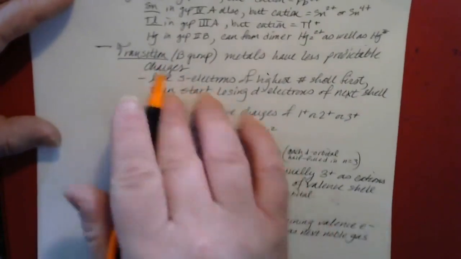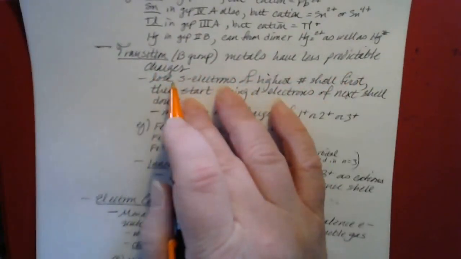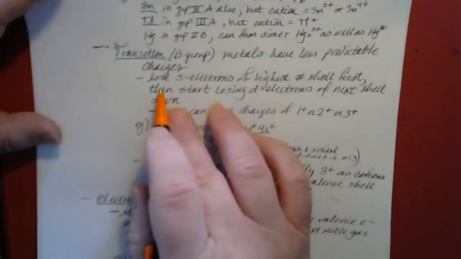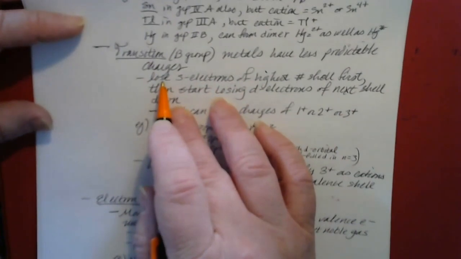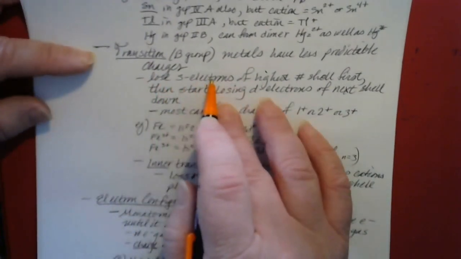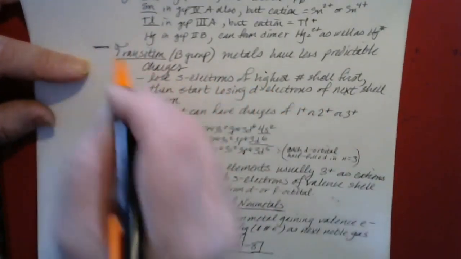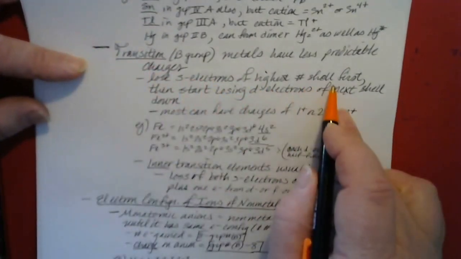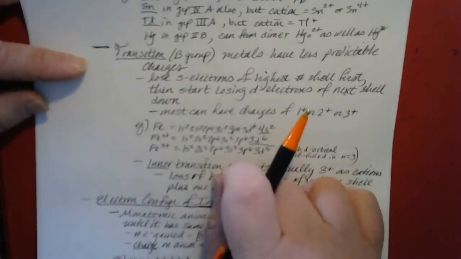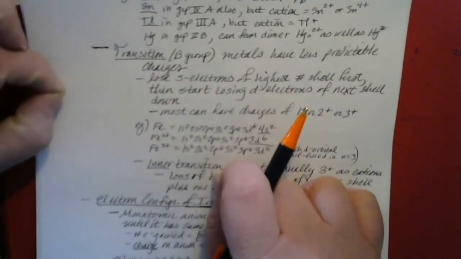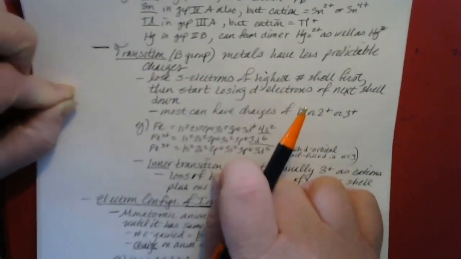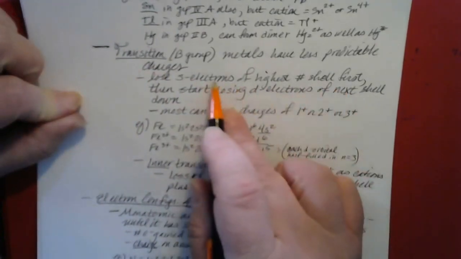For the transition elements, things, like I said, have less predictable charges. Things are a little more complicated because the electron structure is more complicated. But we do know that the first electrons to be lost when a transition metal forms a cation will be from the s orbital of the highest numbered shell. They will go first. So if the transition metal has a +1 charge as an ion, it will lose one of the s electrons in the highest numbered shell.